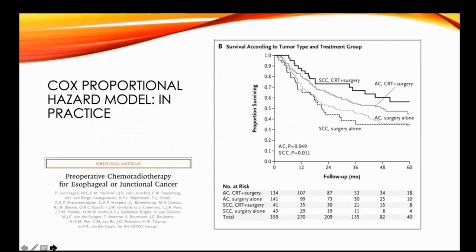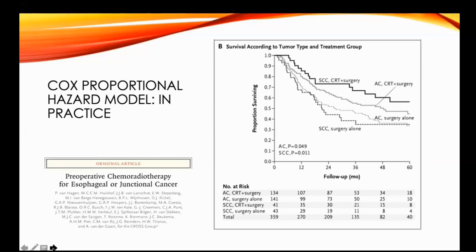So we see Cox proportional hazard models much more complicated than that all the time. And I thought I'd use the CROSS trial. I'm sure you guys all know this trial, randomized trial of the addition of neoadjuvant chemoradiation to surgery alone. And here's the output of the publication. So they say in the methods section of this paper that they use the Cox proportional hazards model.